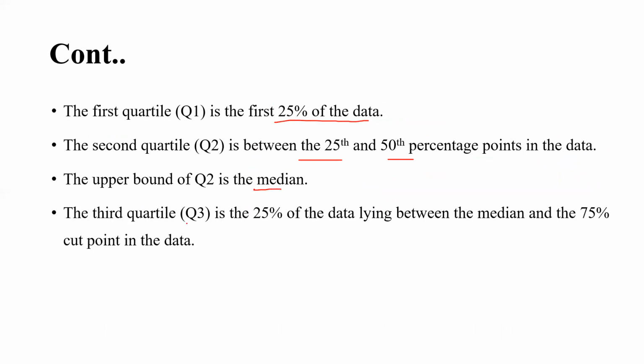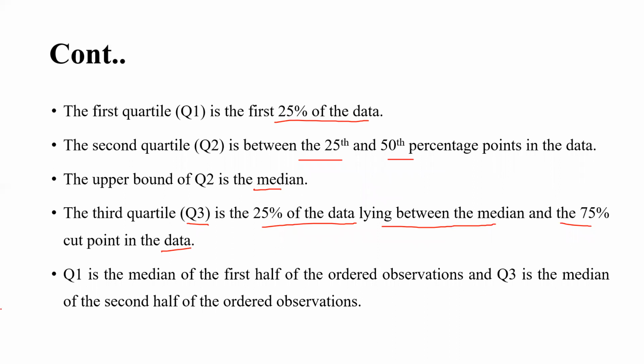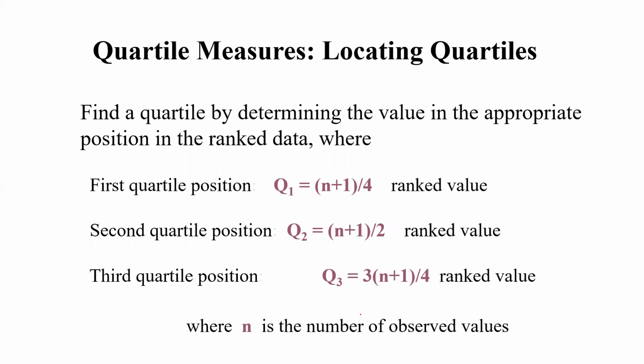And the third quartile Q3 is the 25% of the data lying between the median and the 75% cut point in the data. And Q1 is the median of the first half of the ordered observations, and Q3 is the median of the second half of the ordered observations. These are the key points we need to understand. Now, quartile measures: quartiles are found by determining the value in the appropriate position in the ranked data. So quartiles give the positional value in the given data.